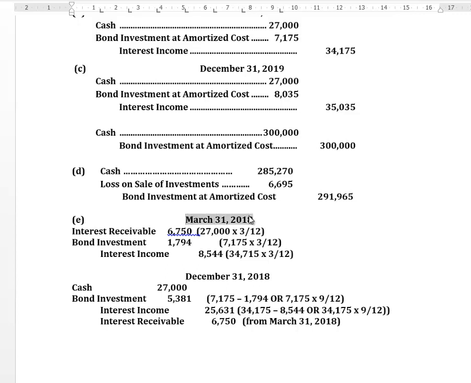Here we are at March 31st, which is our year end. So we want to book the amount of interest that's receivable from Spider. How much interest are we waiting to receive in December as a result of hanging in the game for January, February, and March 2018? Well, we're waiting to receive $27,000.